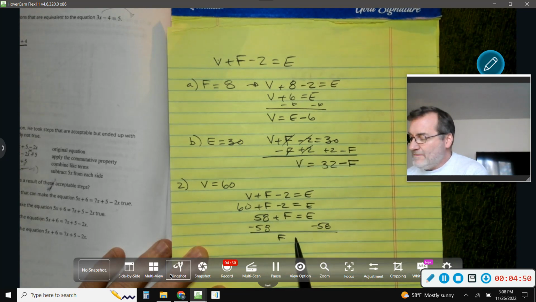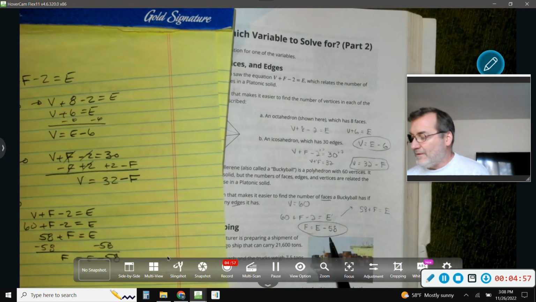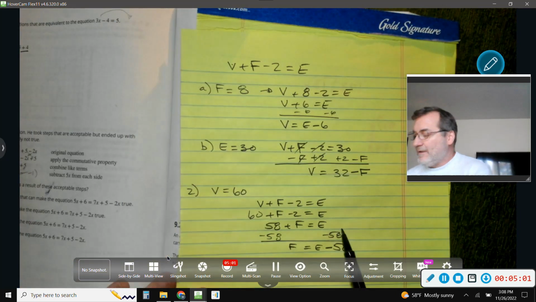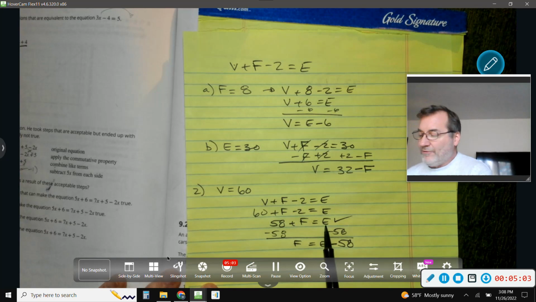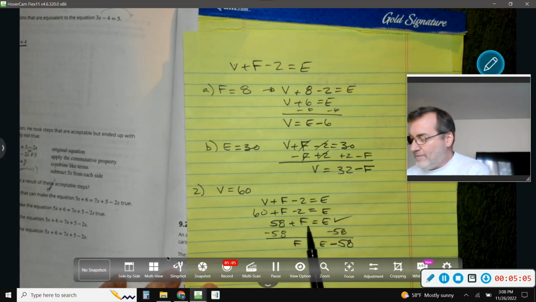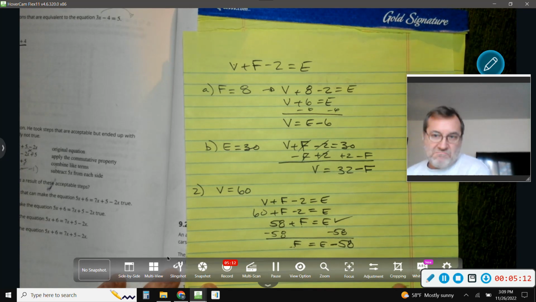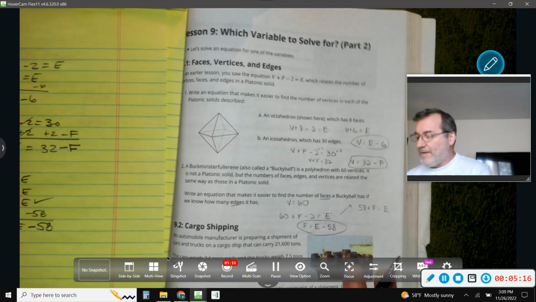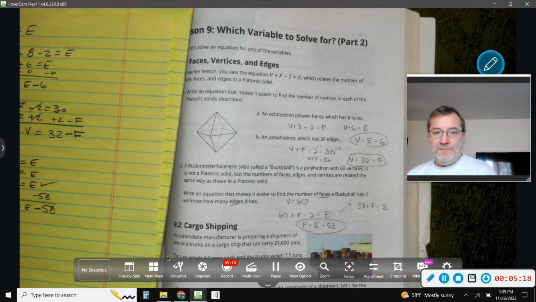And faces equals E minus 58 for this one particular example. And so that's where we get our numbers there. Now, of course, you can take this equation right here, this one solves for E, so the number of edges. So if you're given the faces, you can figure out the number of edges. For this one, if you're given the number of edges, you can find the number of faces. So they're related equations, equivalent fractions. All right. On to 9.2.